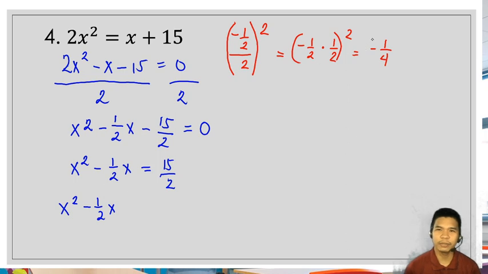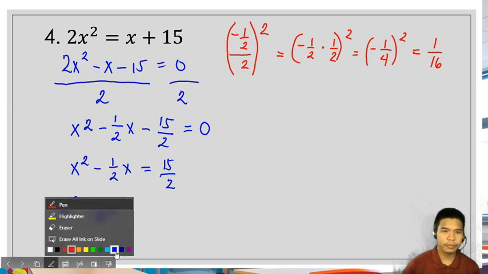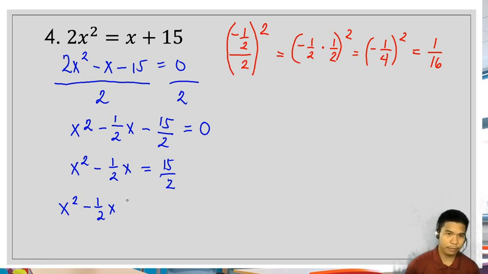So 1 times 1 and 2 times 2 quantity squared. And then we will have the square of this. 1 times 1 is 1. So negative times negative is positive. Then 4 times 4 is 16. Okay, so we have already 1 over 16. And after that, we go back here. So mag-a-add na tayo ng 1 over 16 both sides. So that is now plus 1 over 16 equal to 15 over 2 plus 1 over 16.